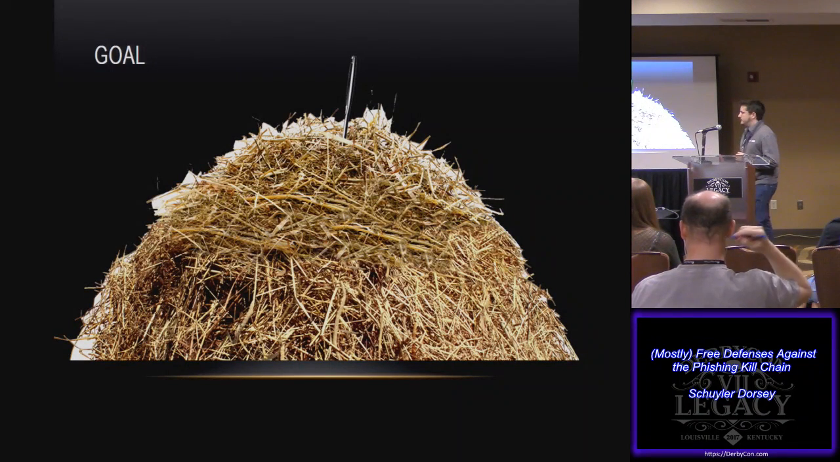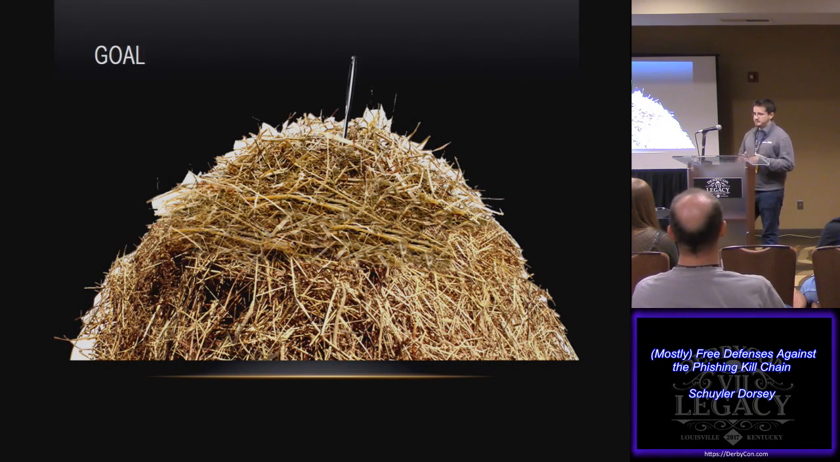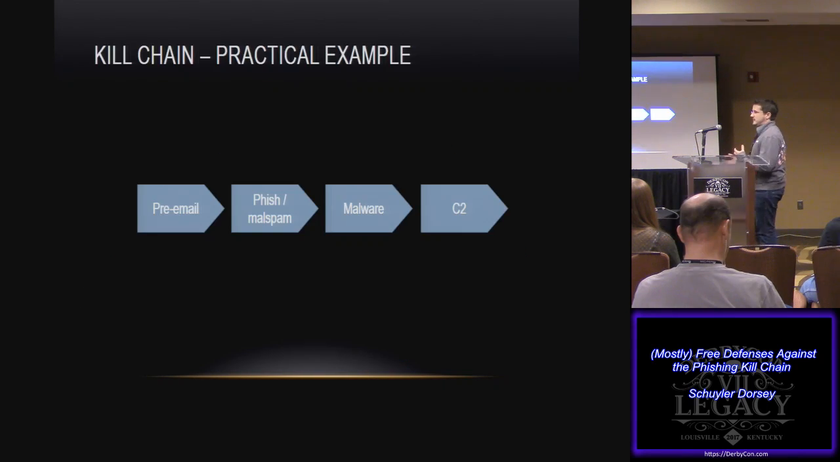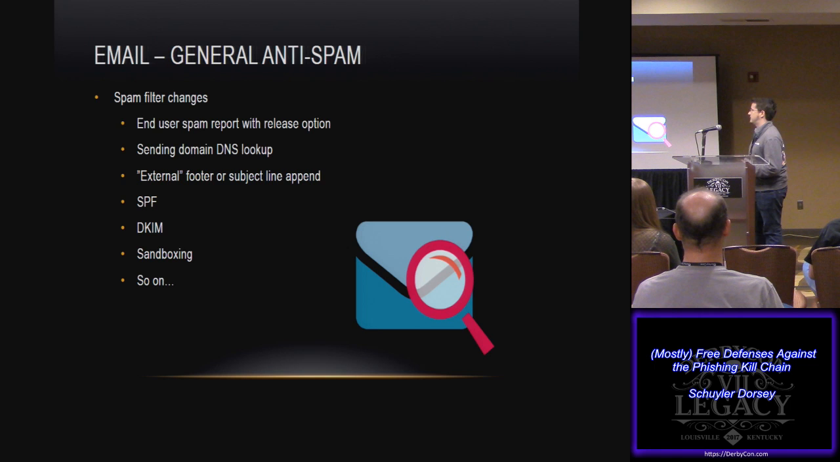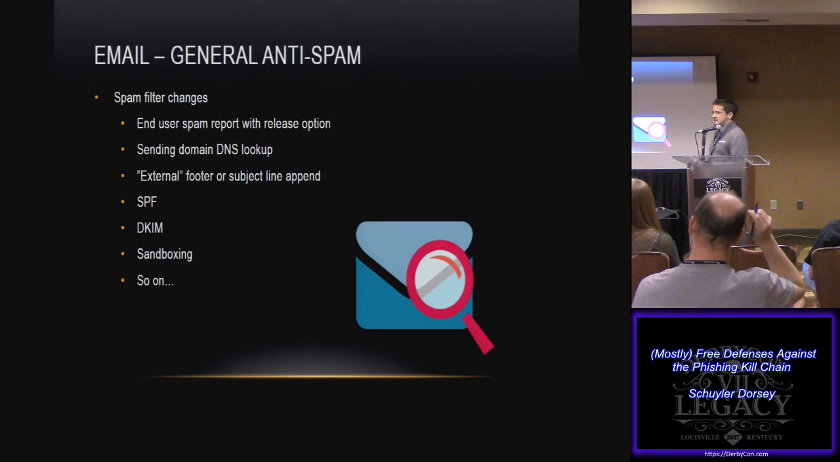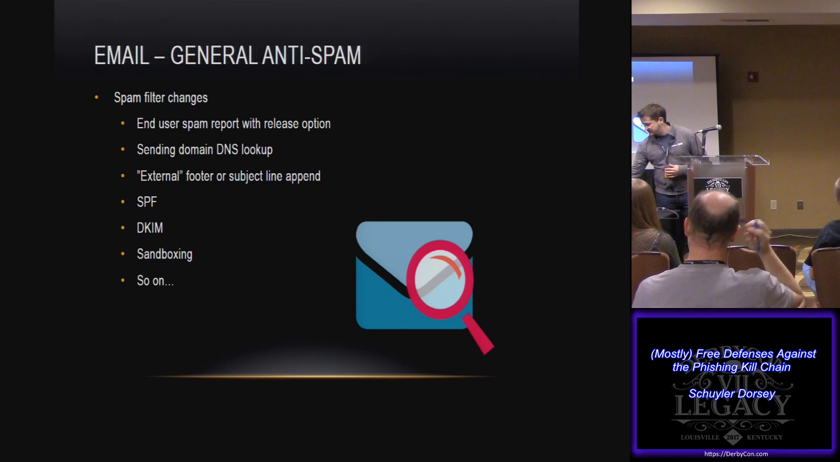So one additional concept, not designed to stop APT attacks, that I preach: there's the pre-email, which is what they do before they actually get the email to you; the actual phishing spam email itself; the malware they try to deliver; and then the command and control of that malware. There's general email anti-spam tips. I'm not going to go into detail on any of these. I'm just going to assume you already have them in place, but I wanted to call them out because they are still important to have. You know, reverse DNS lookups, the footer appending, SPF, DKIM, sandboxing, all that good stuff.